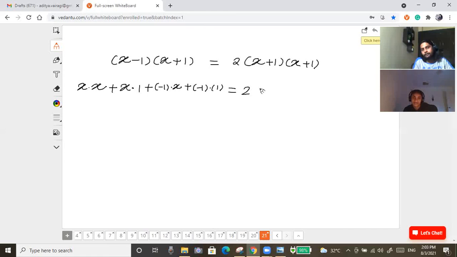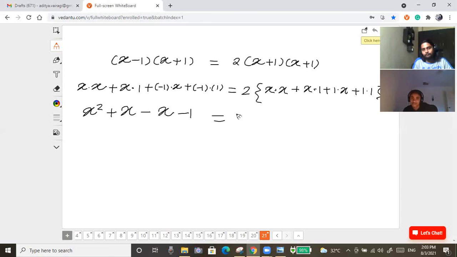Similarly, here you keep this 2 here. And then you write first, so first x and x. Then outer x times 1. Then inner are 1 times x. And last are 1 and 1. Right? So you get x squared plus x, negative x, negative 1. Here you have 2x squared plus x plus 1.